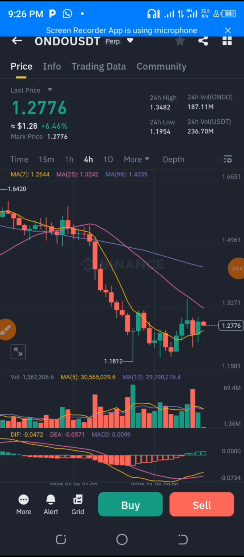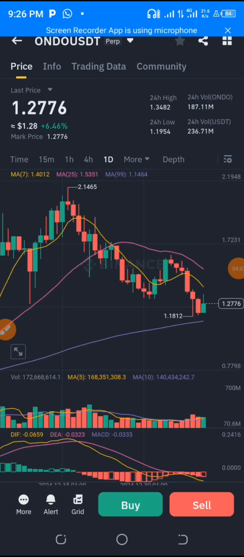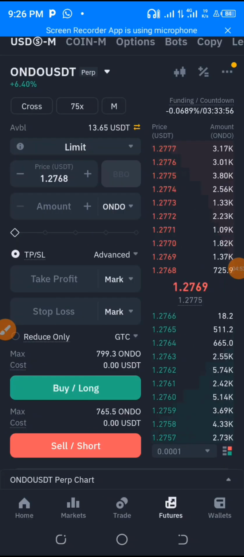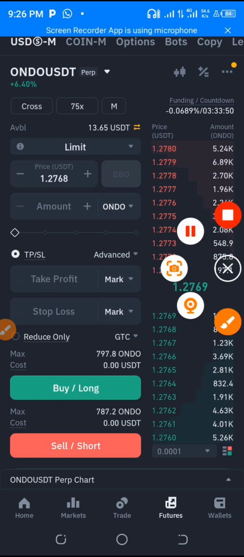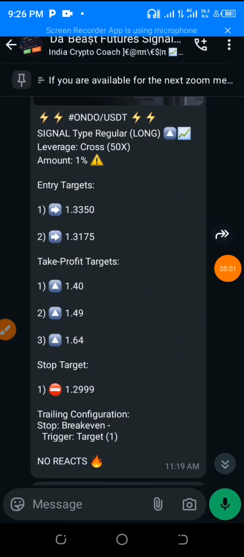We are just here to show you guys how to place a trade in Binance futures. So that was a buy. Let me go back. This is where we are. So in the signal, what was the price? Let's go back to the signal and check. The price in the signal was 1.335. So now we have 1.2, which means it has gone below both of those 2 points.